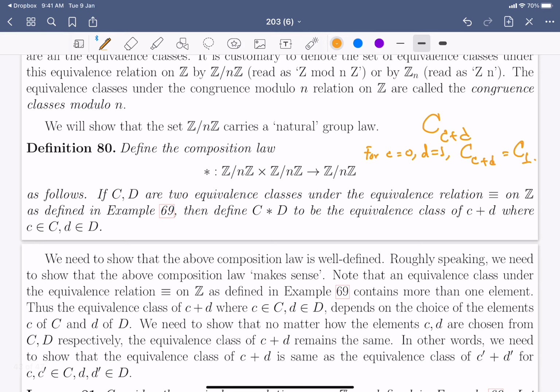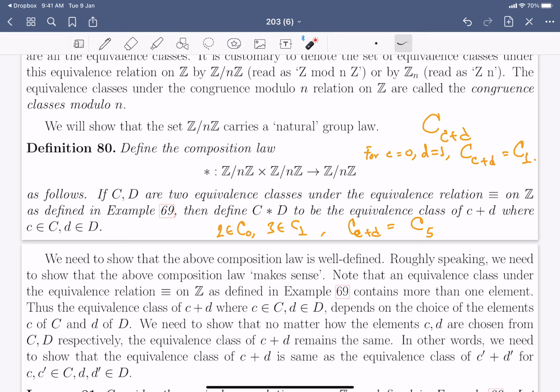But wait, because we are choosing this element little c from the class c, okay? Instead of choosing 0 from c0 and choosing 1 from c1, we could very well have chosen 2 from c0, and we could have chosen 3 from c1, okay? Then the corresponding class of c plus d will become, 2 plus 3 is 5. So earlier we got c1 and now we are getting c5, right?